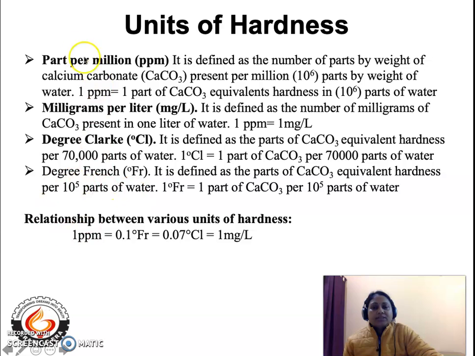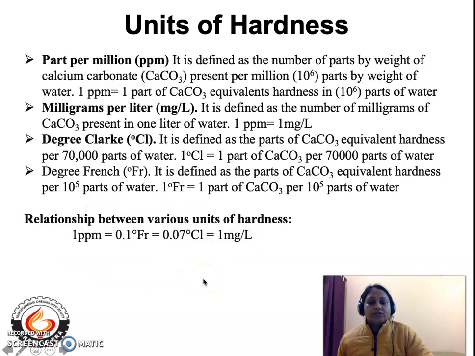So the relationship between all these four units of hardness is: 1 ppm is equal to 0.1 degree Franc, is equal to 0.07 degree Clark, is equal to 1 milligram per liter. This relationship will be useful while deriving calculations. When we are going to solve the numericals, we will be taking the help of this relationship.